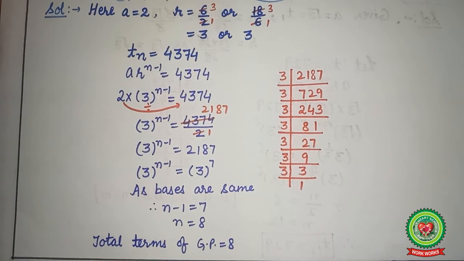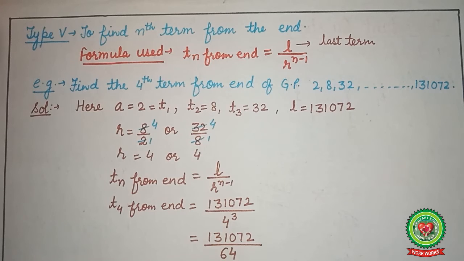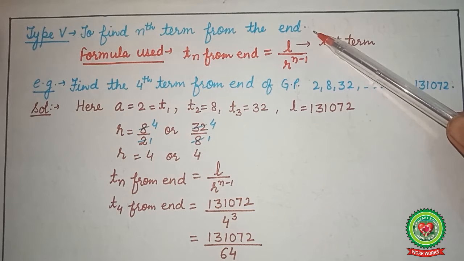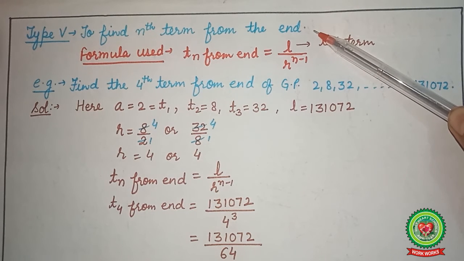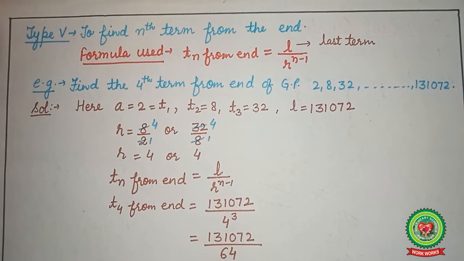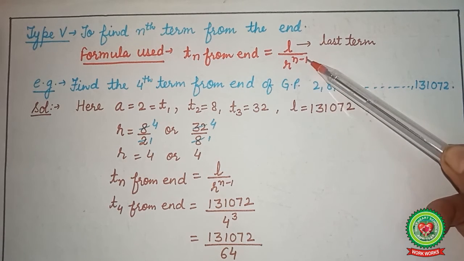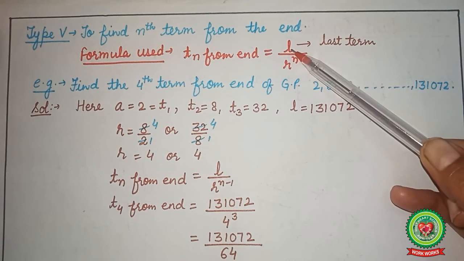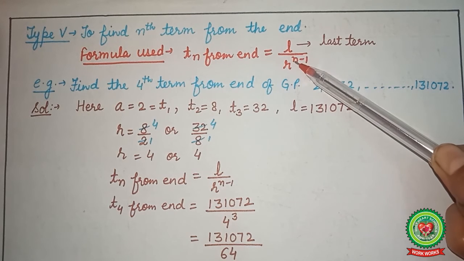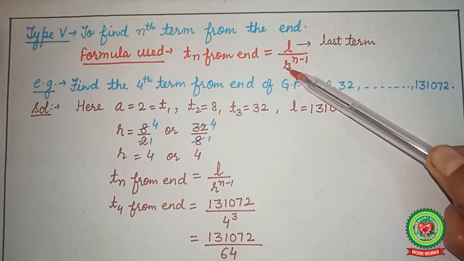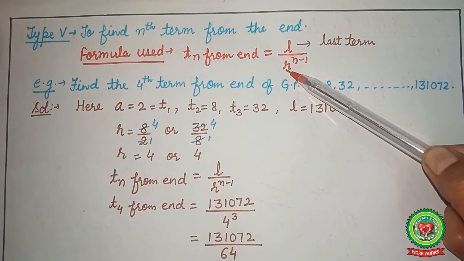Now, let's start with the fifth type, that is, to find the nth term from the end. As in AP we had a different formula for finding the term from the end, the same in GP, we have a different formula. So it is L upon r raised to power n minus 1, where L is the last term, n is the number of terms, and r is the common ratio.